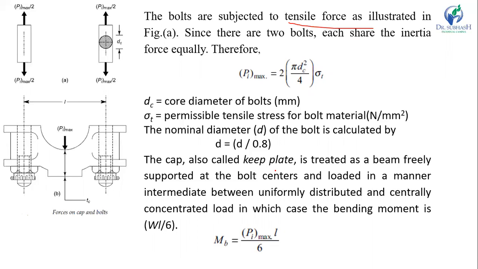The cap or the keep plate is treated as a beam freely supported at the bolt centers and loaded in a manner intermediate between uniformly distributed and centrally concentrated load, in which case the bending moment is WL by 6. So the bending moment is equal to PI maximum into L by 6, the maximum bending moment.